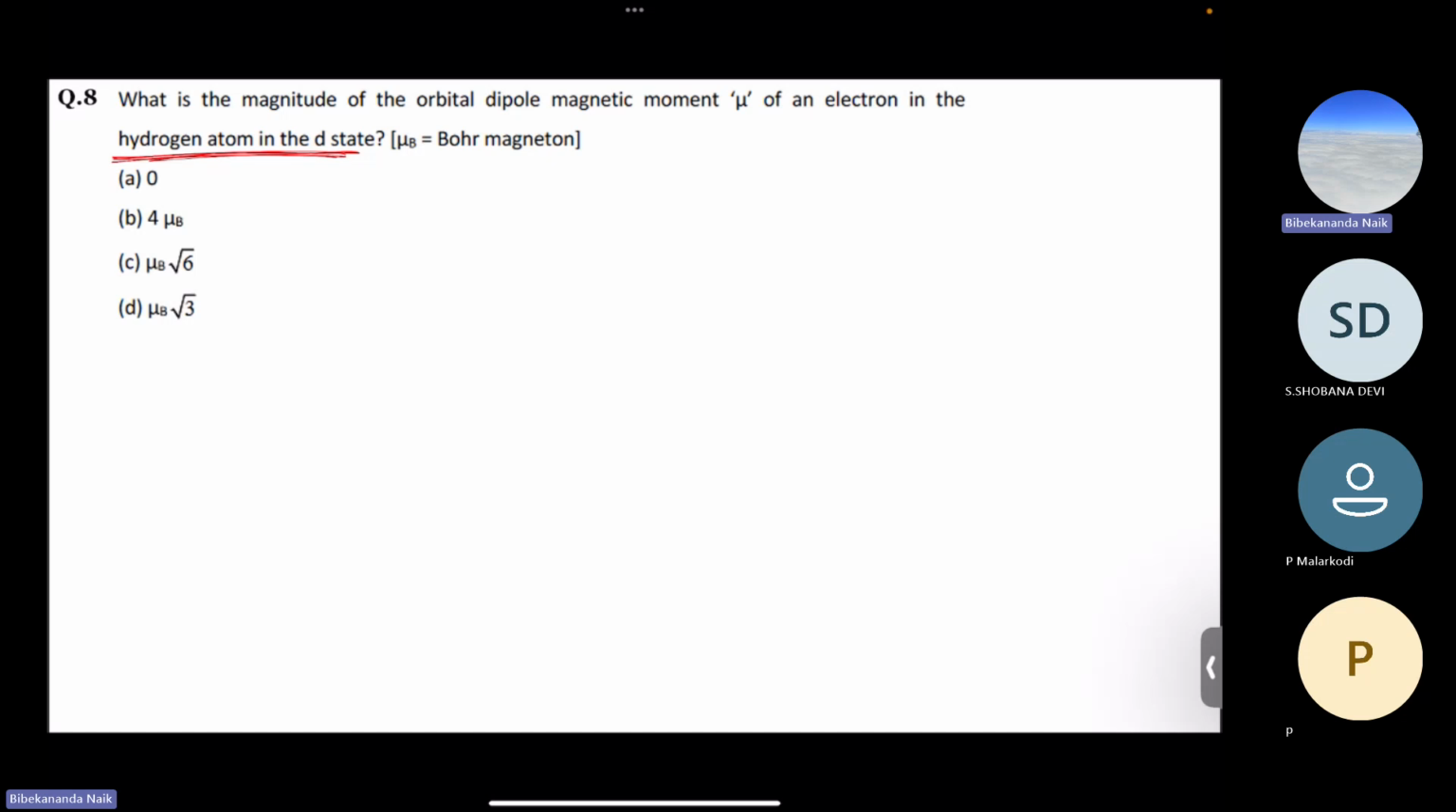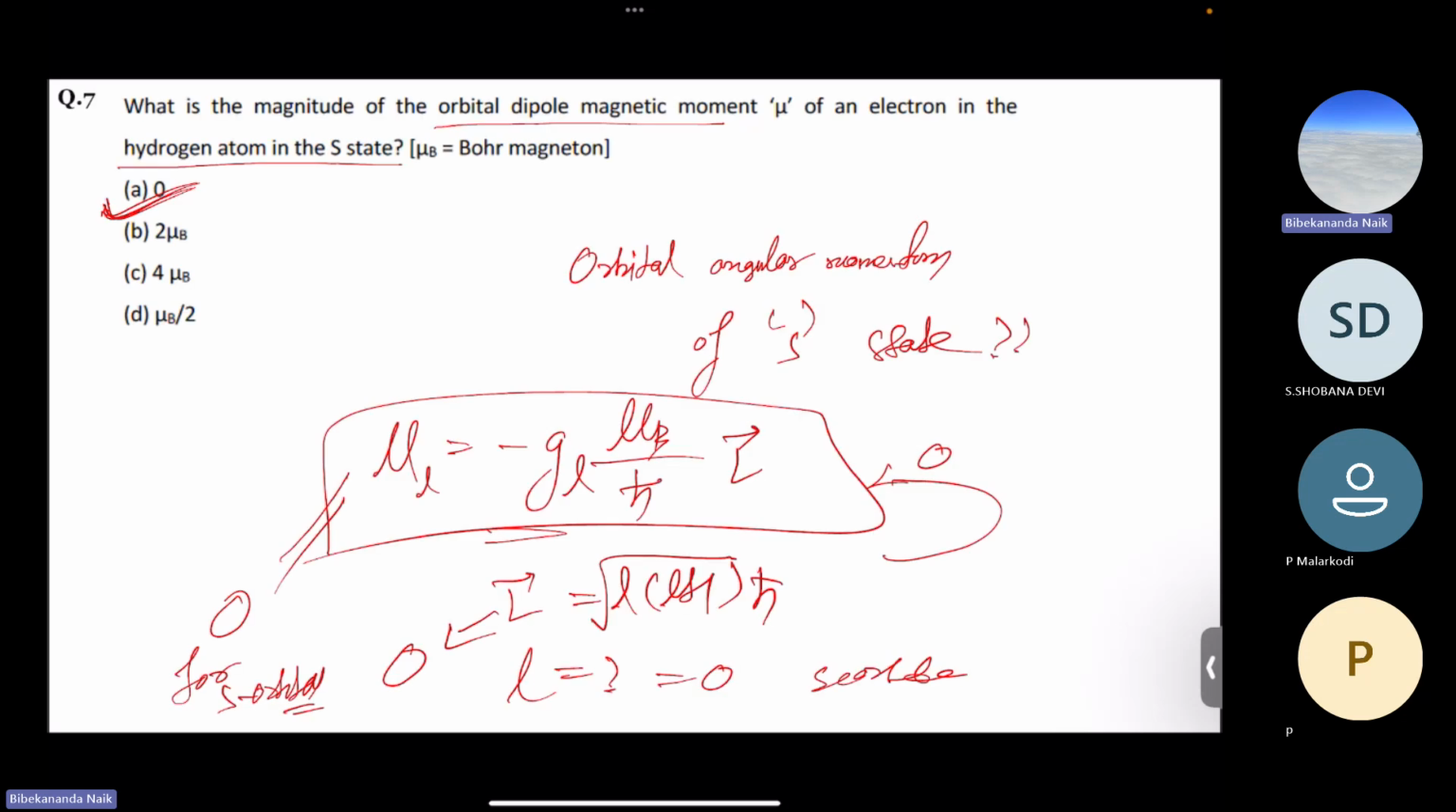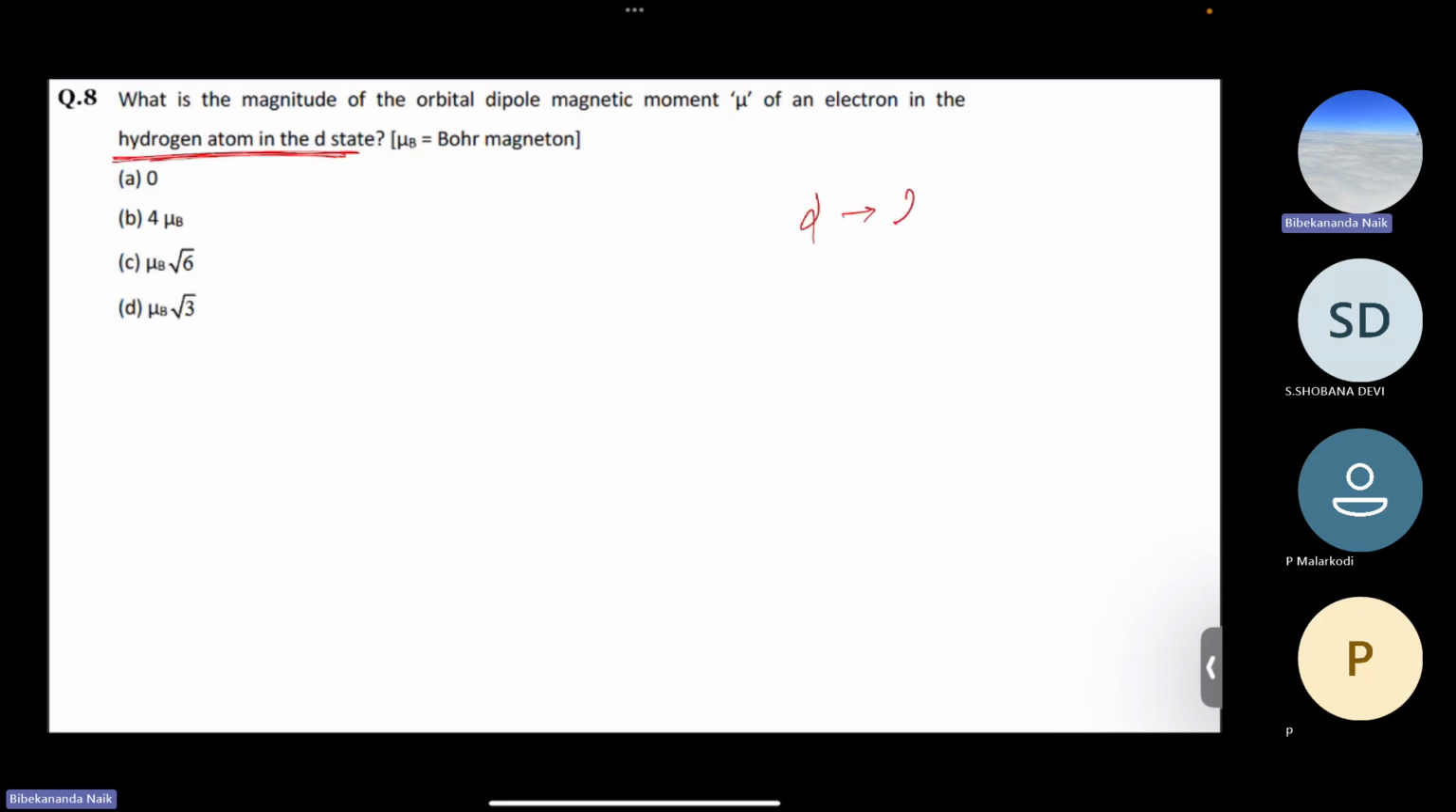After discussing all these problems, I expect that you can solve this problem, because the same formula that we used in the previous question we will use here. Only the value of L will be different. And what is the value of L for D electron? Two. Yes, it is 2. So just put the value of L equal to 2 in that expression and tell me what will be the correct option.